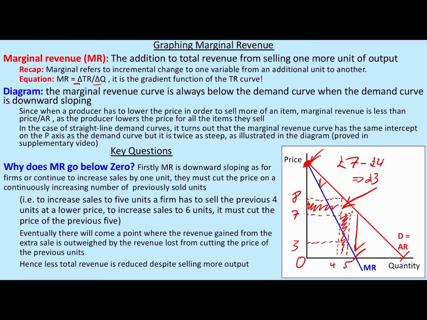Eventually, there will come a point where the revenue gained from the extra sale is outweighed by the revenue lost from cutting the price of the previous units. Hence, the total revenue is reduced despite selling more output. Our MR goes below zero, this negative part of our MR curve.